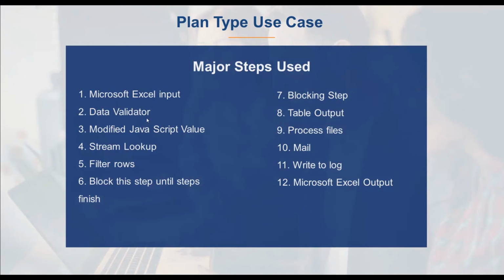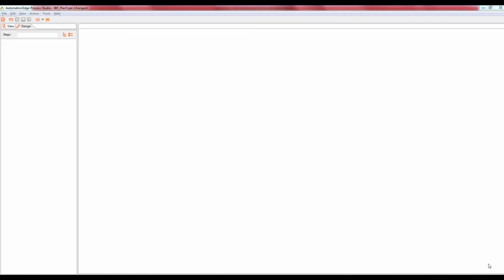Microsoft Excel input, data validator, modified JavaScript value, stream lookup, filter rows, block this step until steps finished, blocking step, table output, process files, mail, write to log, Microsoft Excel output. Now let's start with the workflow implementation in Process Studio.